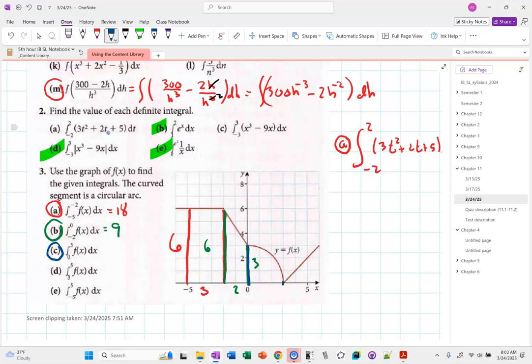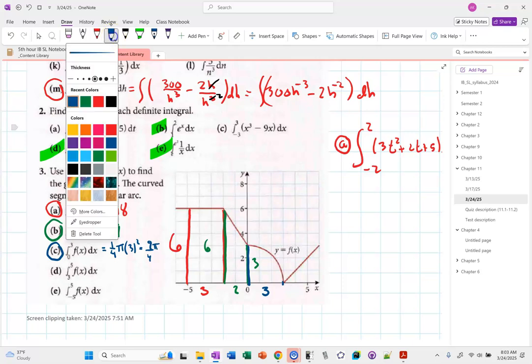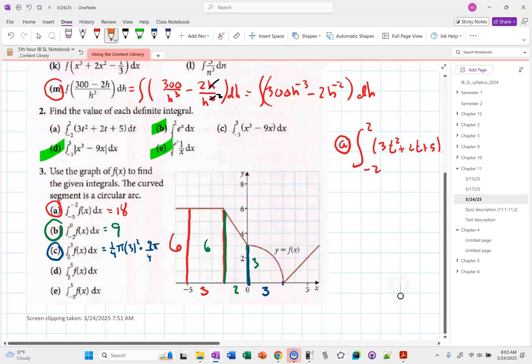Looks like a quarter of a circle to me. Do you guys agree? Looks like the radius of that circle is 3. So like 9 pi over 4. What do you think? So far, so good? Should be no big deal, right?